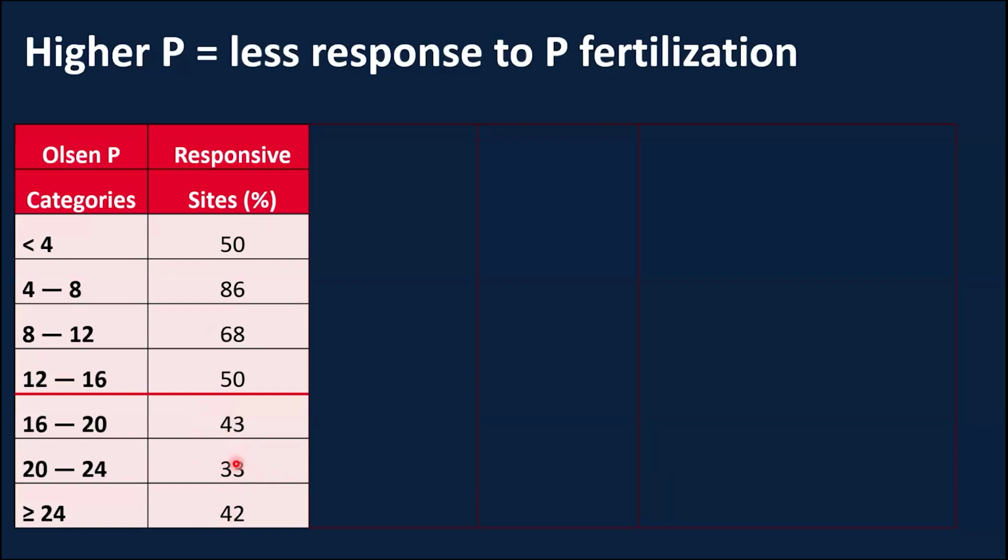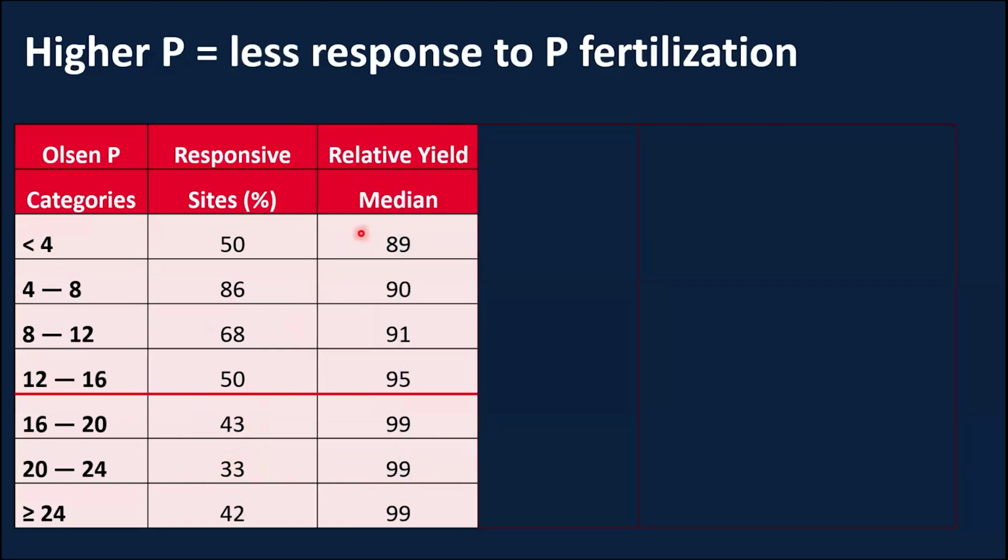But the question is how large the response is at these sites. So we look at the relative yield of these sites. As we increase in soil test P, we're increasing relative yield like we saw earlier. Sometimes there is a response, but it's pretty low because our average yield is still around 99%.